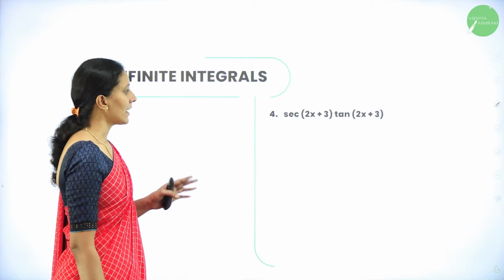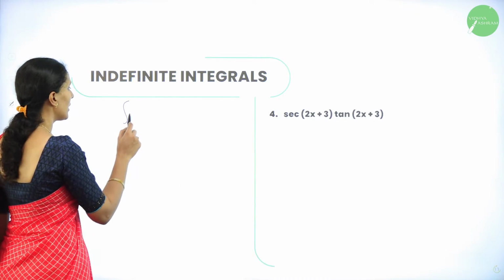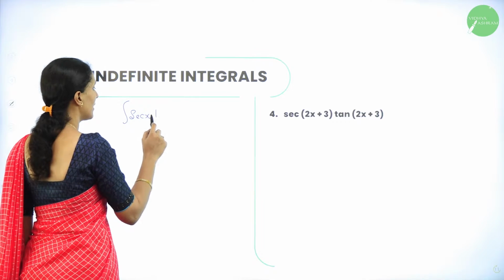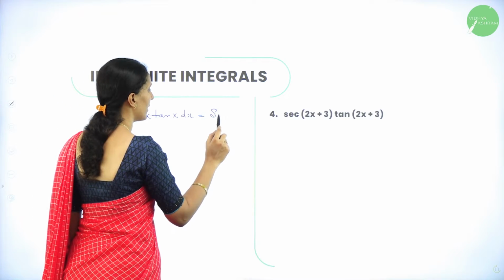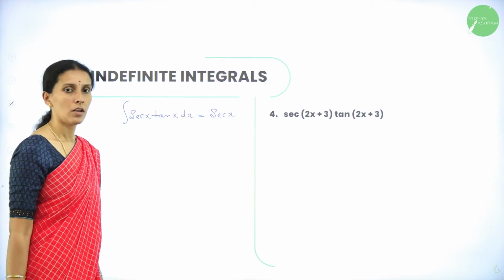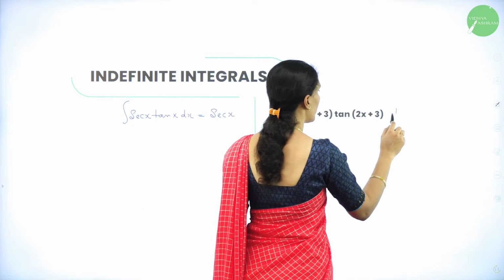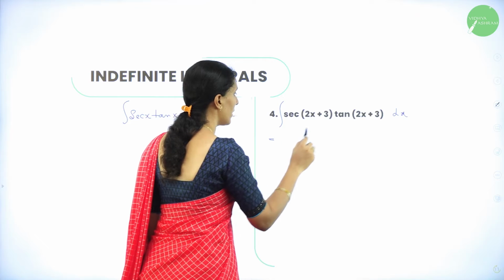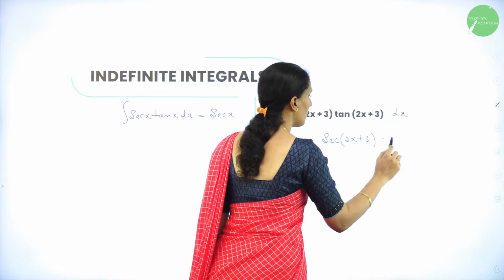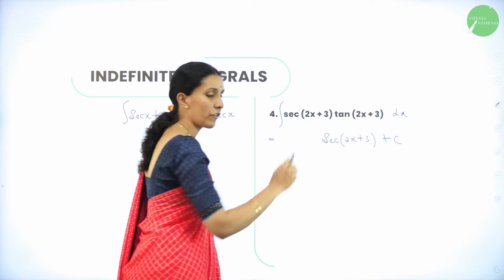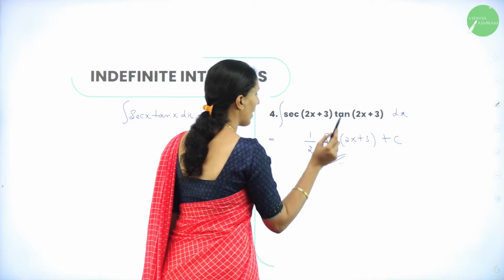Next, secant 2x plus 3 tan 2x plus 3. We know integration of secant x tan x dx is nothing but secant x. So therefore, here if you apply integration of secant into tan into dx, this can be written as secant 2x plus 3 plus c. Since this is in the form of ax plus b, we will write 1 by a. So this is the value.